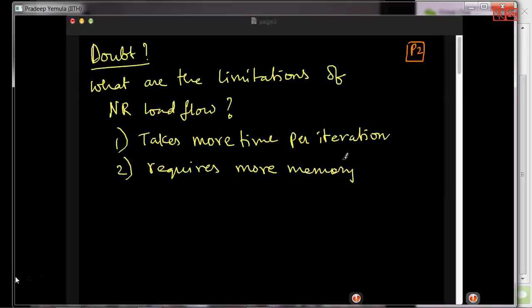Okay, so let's look at what is the reason. So for this, what is the reason? Why it takes more time per iteration? Can anybody answer that? Why it takes more time per iteration? And also the reason for the second one. Why it requires more memory?